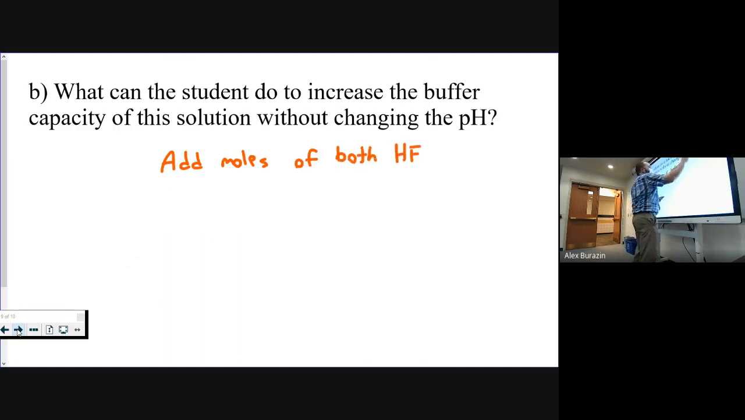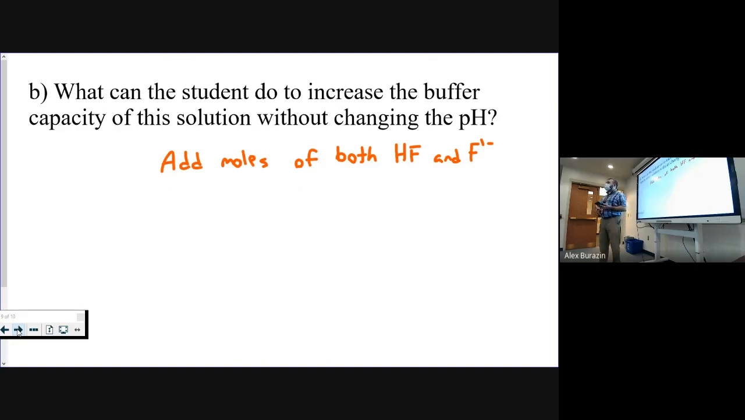HF and F⁻, which is the conjugate base. I guess in reality it's KF, right? The potassium fluoride from that problem, which is the salt. The potassium is irrelevant, it's a spectator, it's neutral. The fluoride is what we care about. But I can't just add them all willy-nilly, can I? How do I have to add them to make sure that my pH is still 3.2?